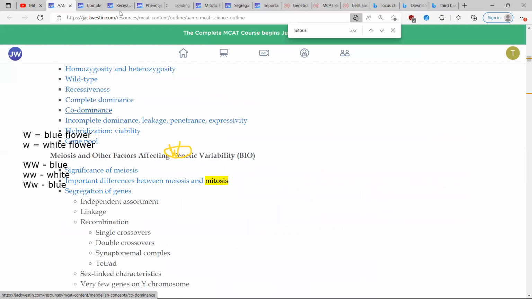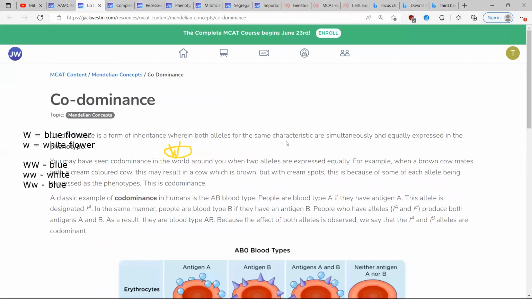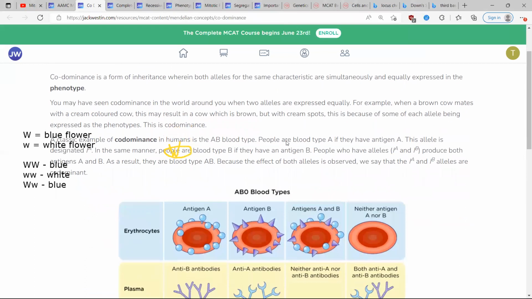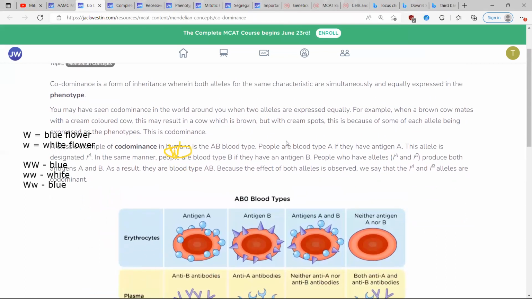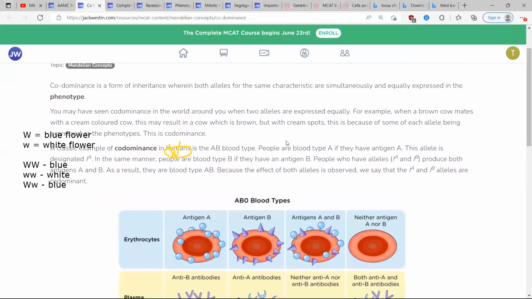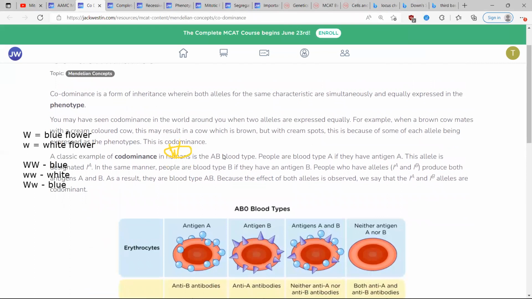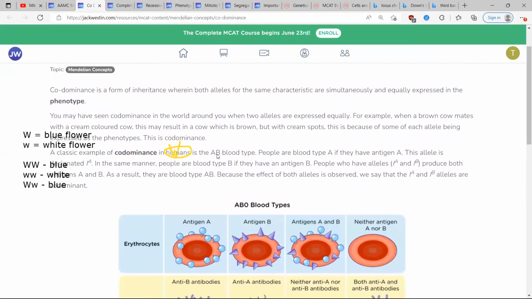There are other things called, for example, codominance. Codominance is when you have 2 different alleles, and you can think of it as 2 different capital letters, right? The easiest thing to see is the AB blood type, because that's 2 capital letters. That's not necessarily exact, but you can just think of it that way.